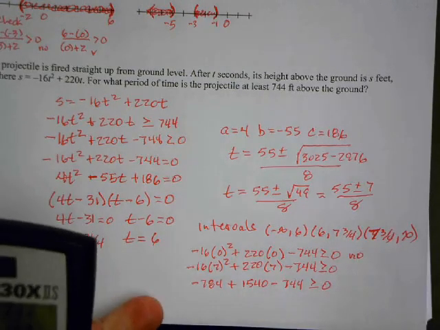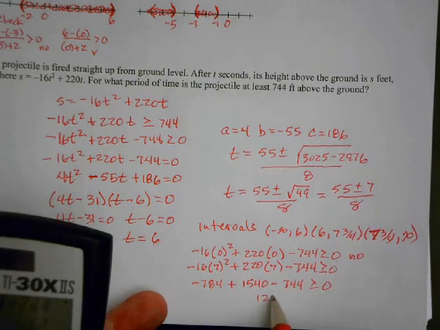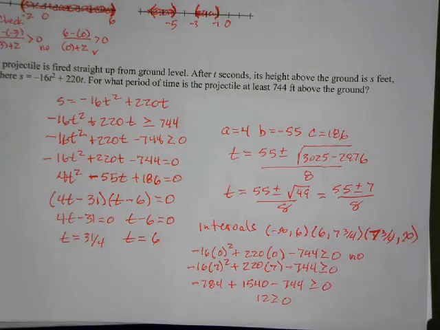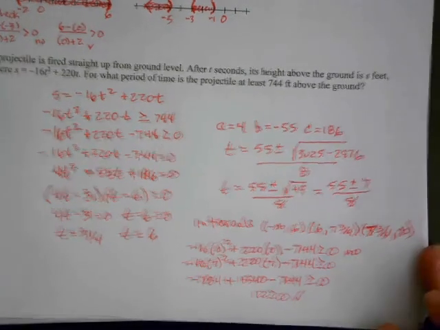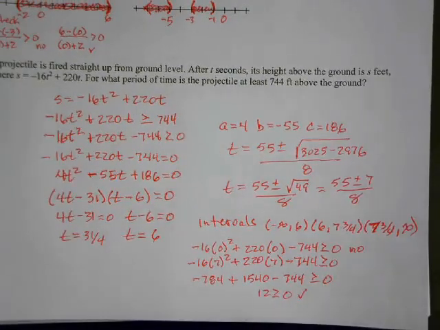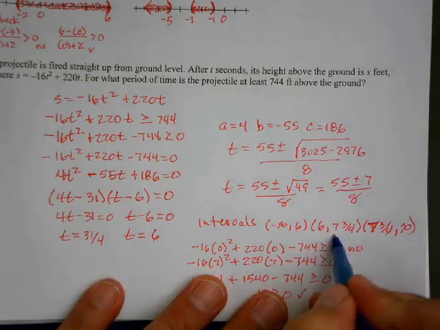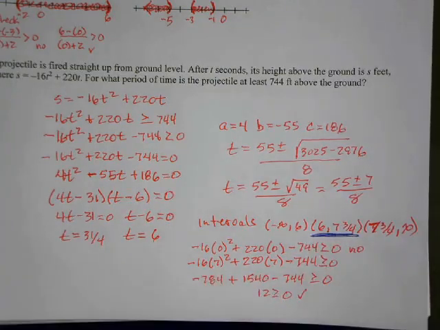Check. So our answer then will only be that part. In other words, between 6 and 7 3/4 seconds will the projectile be at least 744 feet above the ground. And so those are examples of really all the kind of problems that we've had up to this point in the chapter, but with inequality.